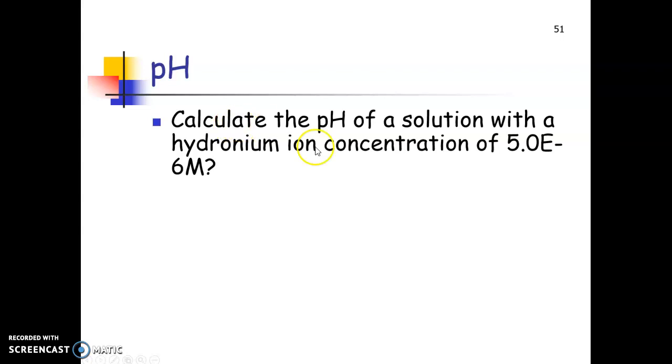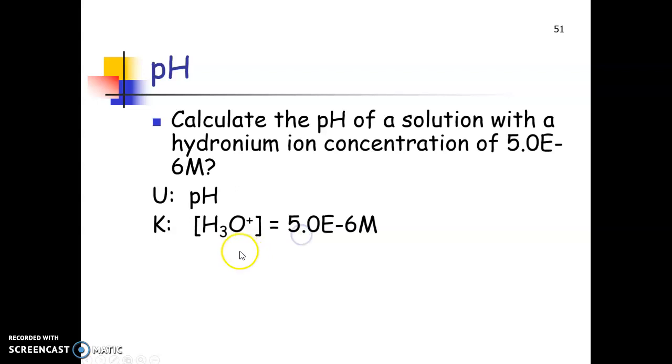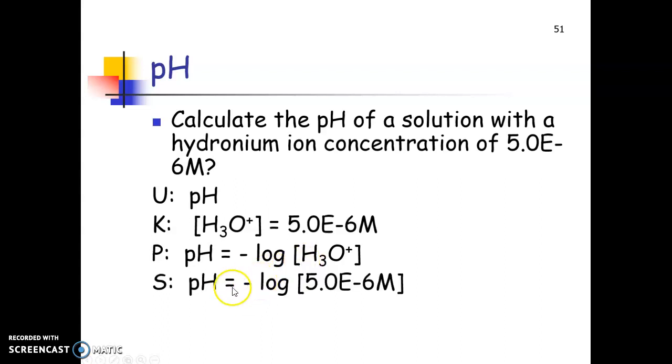Okay, here's another example. We're going to calculate the pH of a solution with a hydronium ion concentration of 5.0 times 10 to the minus 6 molar. So we want to know the pH, we know the hydrogen ion concentration, and we'll use the pH equation and plug in the value that we have, and you should get a pH of 5.3.